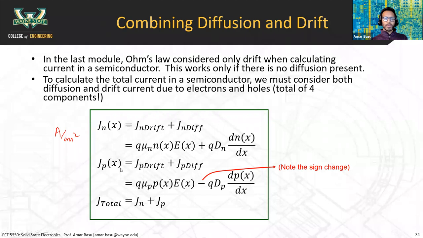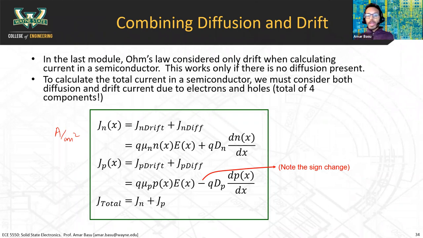We do the same thing for holes. So we have the drift component and we have the diffusion component. I just have this highlighted here again. Just don't forget that the diffusion has a negative sign associated with it because of the reasons I mentioned earlier. Okay, so we have four components, JN drift, JN diffusion, JP drift, JP diffusion. So the total current is the sum of the electron current plus the hole current. And so that means that there's a total of four different components that we have to consider when we try to find the total current in a semiconductor.